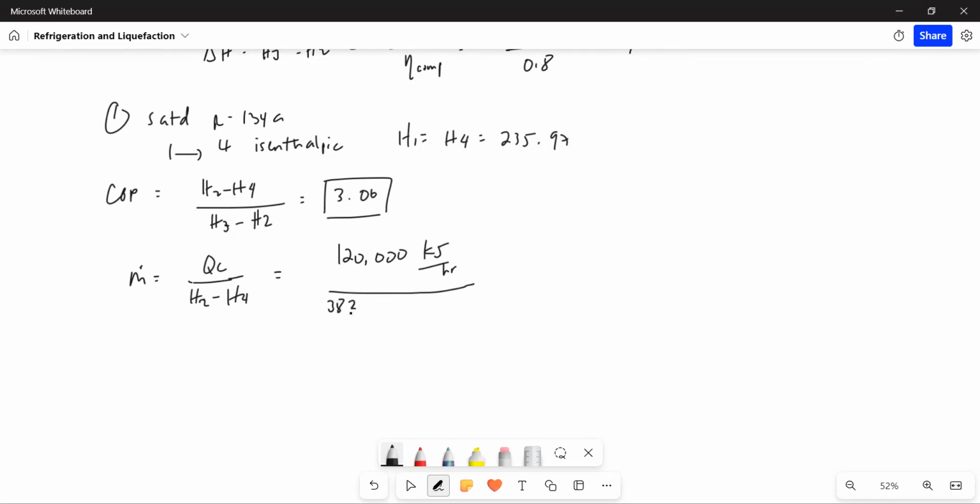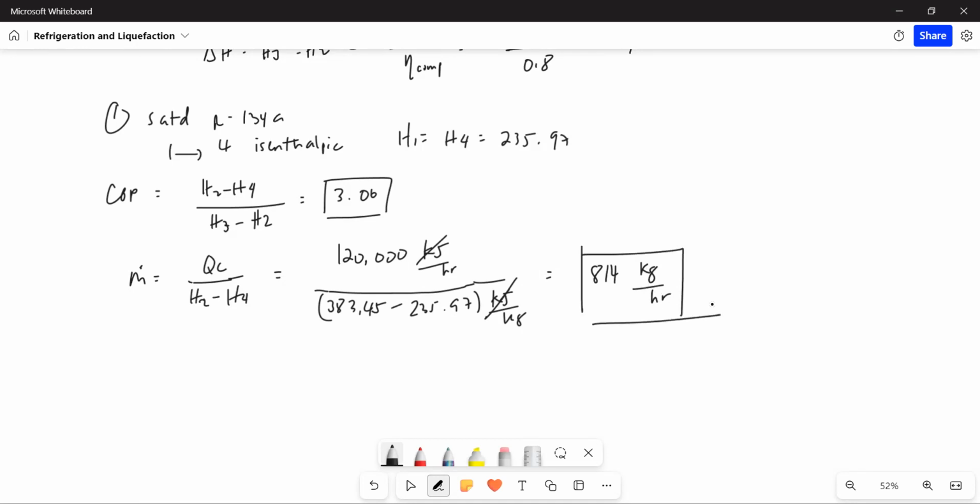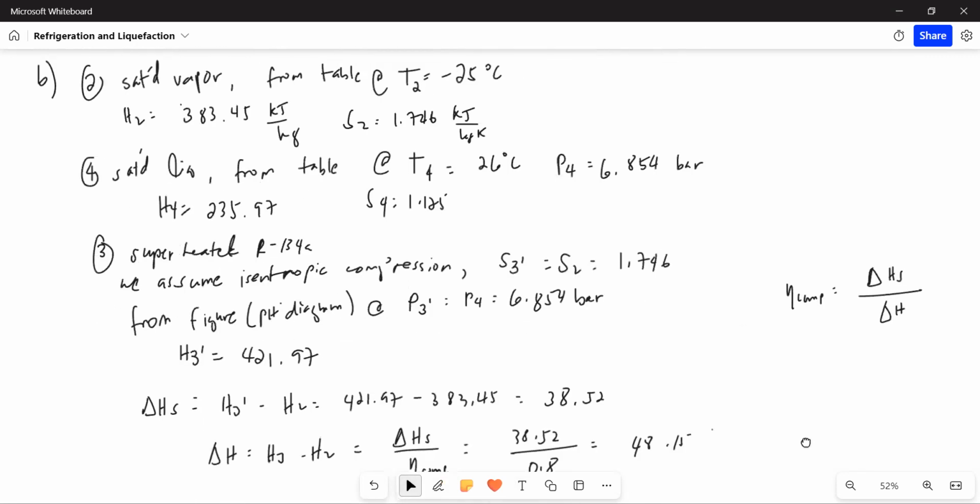So that's 383.45 minus 235.97, and the unit is kilojoules per kilogram. So our mass flow rate is in kilograms per hour, and the answer is 814 kilograms per hour. Okay, so this ends the problem.